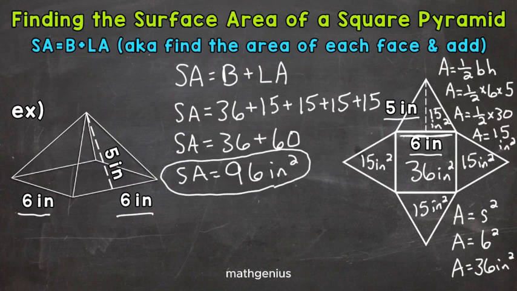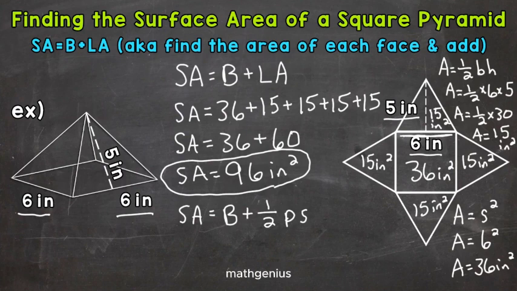Now I would like to show you one other way we can solve to find the surface area of a square pyramid. We can use the formula surface area equals the area of the base plus 1/2 P S, where the P stands for the perimeter of the base and the S stands for the slant height. Now I do want to mention that an L can be used to represent slant height as well. You'll see both, but it doesn't matter which. They mean the same thing.